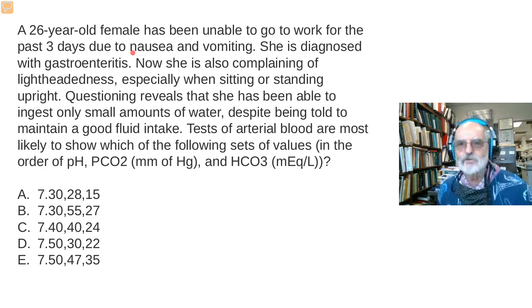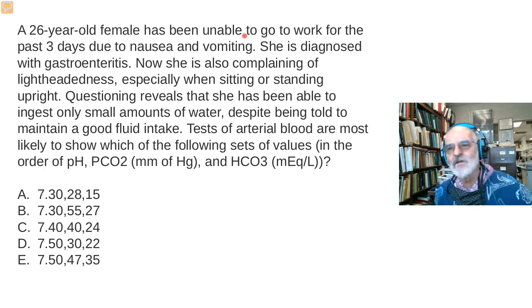What's really going on here is this person has nausea and vomiting. They're getting rid of acid by vomiting. They're getting rid of acid from their stomach. So this person is probably going to be alkalotic. But is their bicarb up or down? Is their PCO2 up or down? Okay, so that becomes the question here.